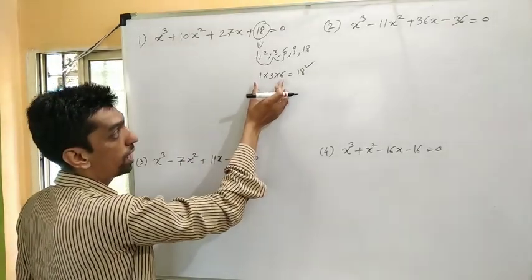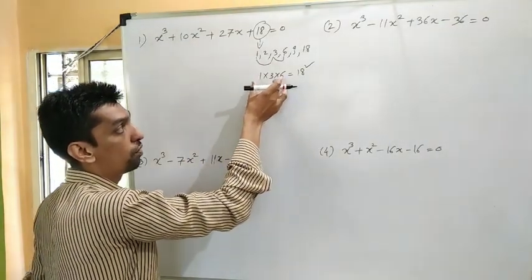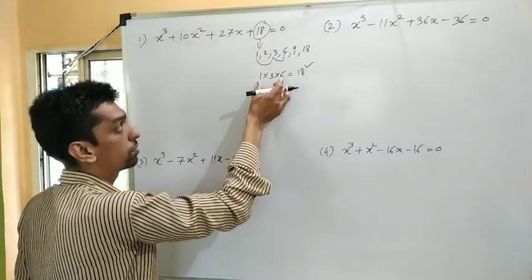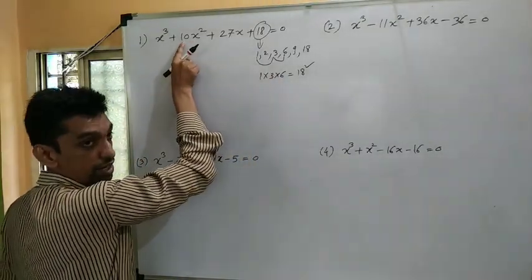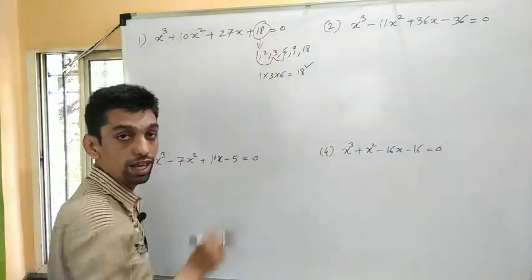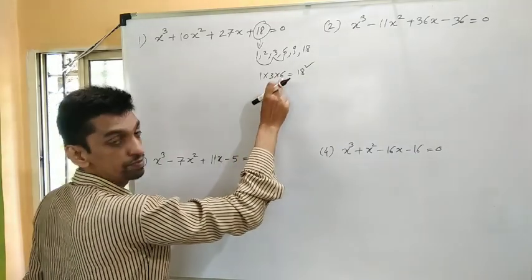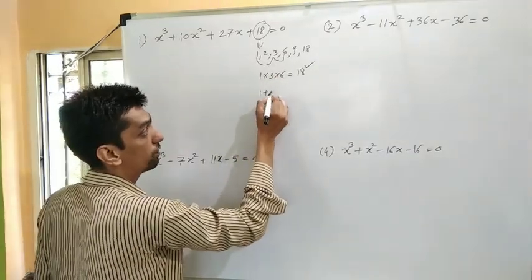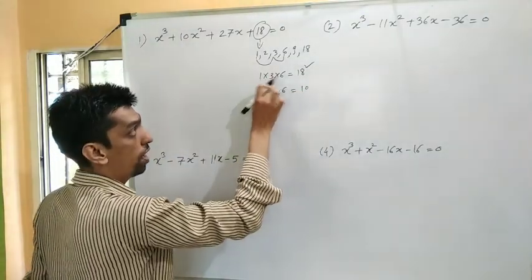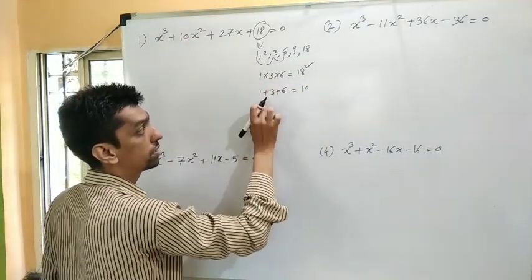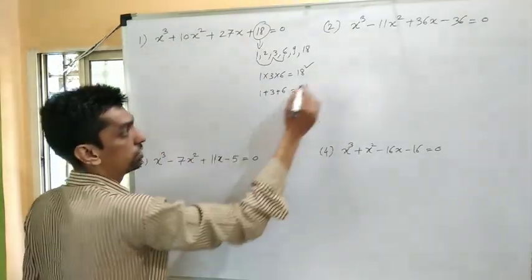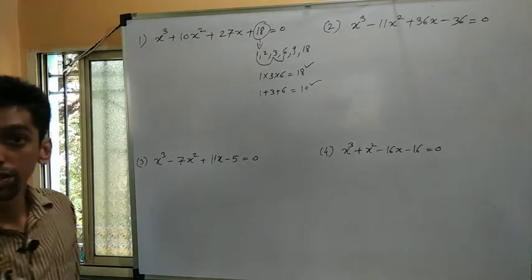Now I have to apply some combination for these 3 numbers in such a way that their addition or subtraction must be the coefficient of x square. So here the coefficient of x square is plus 10. If I take plus sign for all these 3 numbers, then I get plus 10 here. So the second condition is also satisfied.